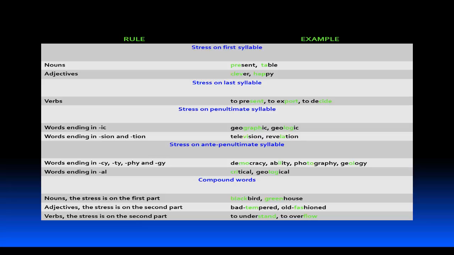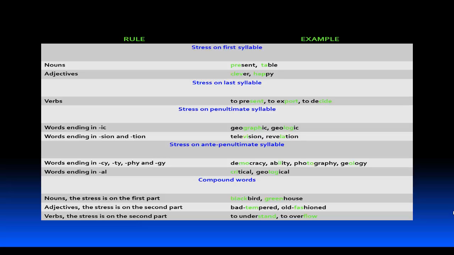In spite of exceptions, there are some statements that can help us understand where to put the stress. A stress on the first syllable: nouns with two syllables, present, table. Adjectives with two syllables, clever, happy. A stress on the last syllable: verbs with two syllables, to present, to sport, to decide.